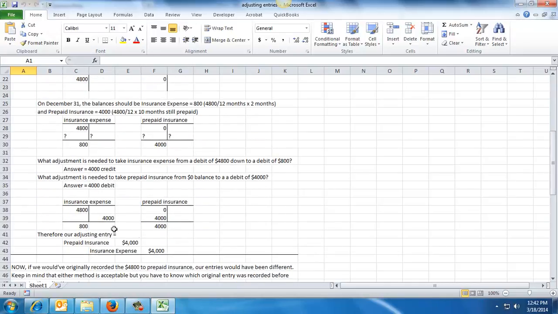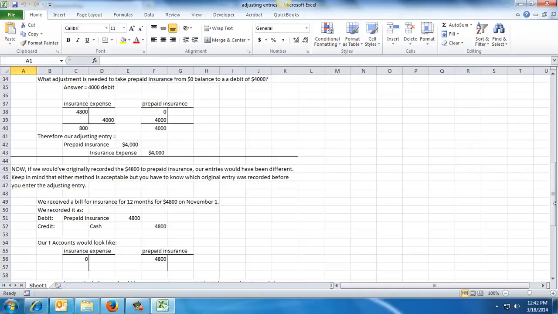The answer to both of these is, for insurance expense to go from $4,800 to $800, we would have to credit that account by $4,000. That'll take us down to $800. And here we would have to debit this account by $4,000. So then our checking mechanism is, do we have a debit and a credit for the exact same amount? The answer is yes. So we would debit prepaid insurance for $4,000 and credit insurance expense for $4,000.